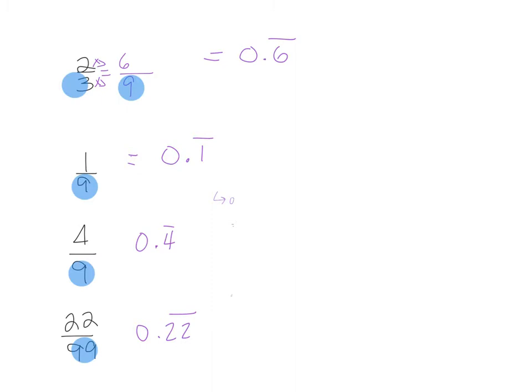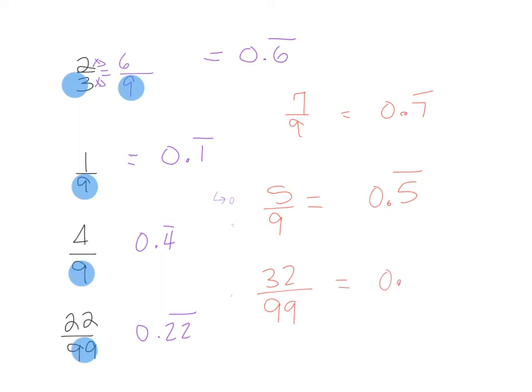Just to give you another one. What if I said 7/9? What would this be equal to? 0.7 repeating. You didn't use a calculator, did you? How about 5/9? What's 5/9 equal to? How about 32 over 99? 0.32 repeating.